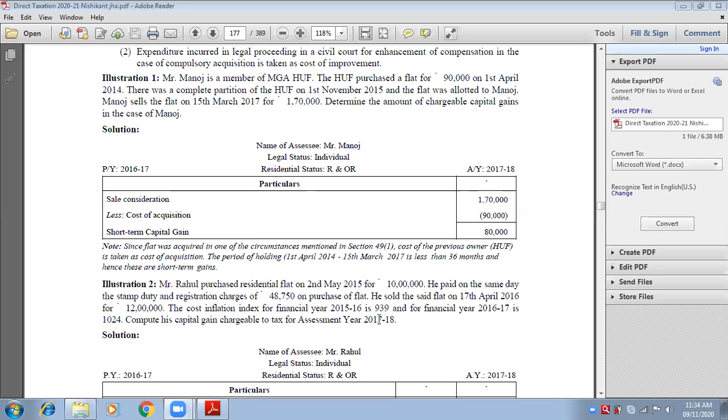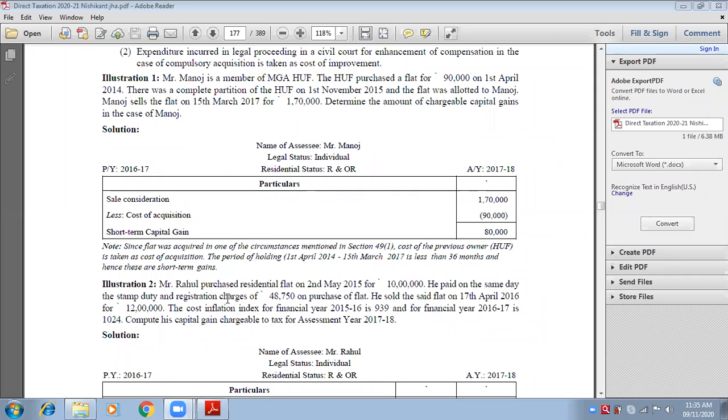Now write down less cost of transfer, or you can write transfer expenses. It is one and the same thing. Okay, less cost of transfer. Is it given in the question? You will say yes, ma'am, it is given in the question: stamp duty, registration fees. But it is not the cost of transfer.